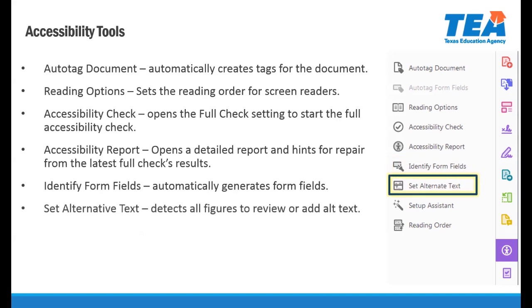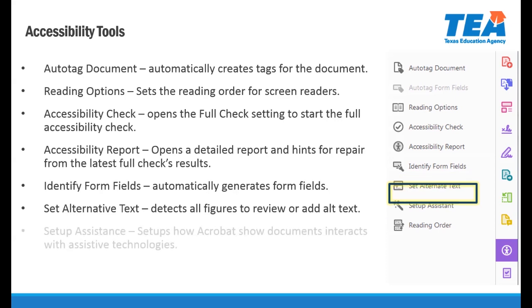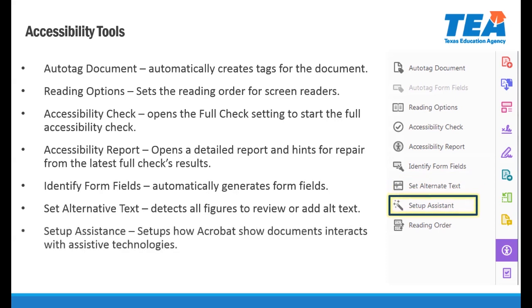Set alternative text will automatically detect all figures and allow you to review, add, or edit all text on each figure. Setup Assistant is a setting like the reading option setting to help configure assistive technologies. Leave this setting as default.